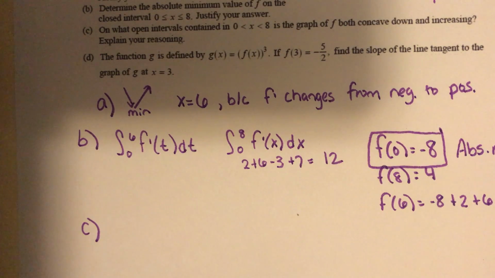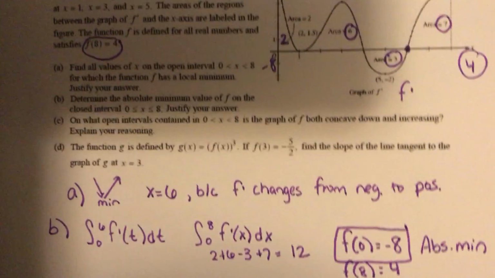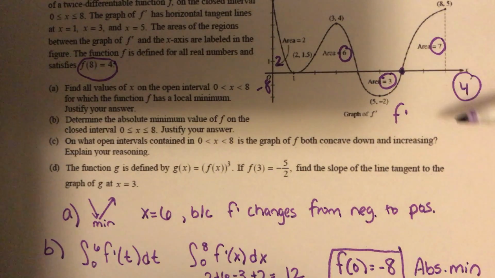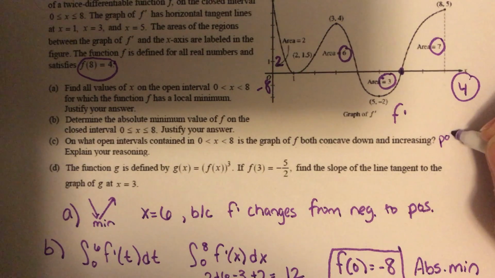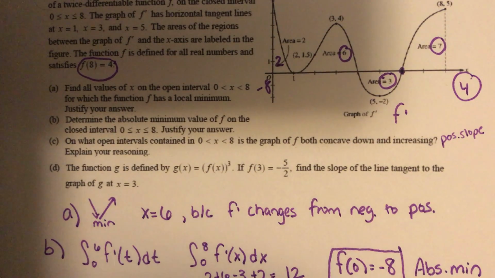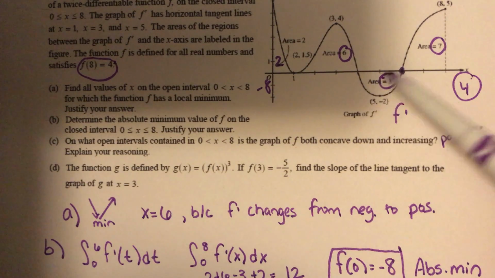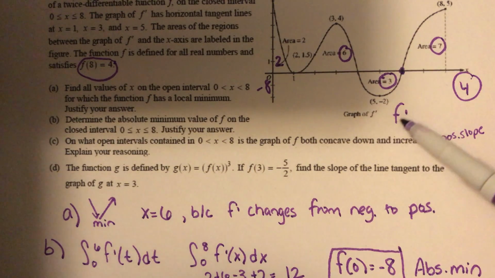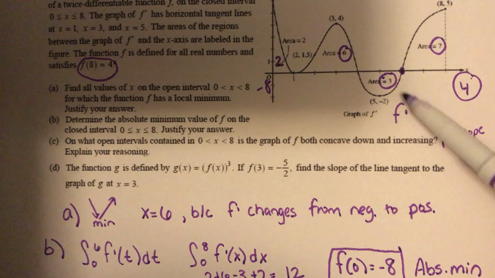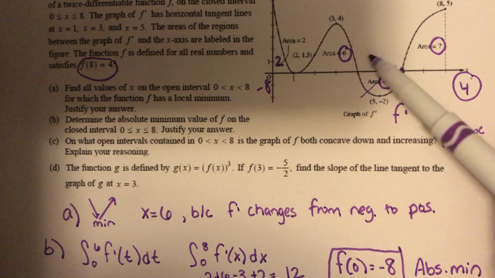Explain your reasoning. So let's start with the increasing part, because I already have a graph of the slope, right? So increasing would mean I'd have a positive slope. So let me list all the spots where the slope is positive. So the slope is positive everywhere except for where it's below the x-axis, because this is a graph of our slope.